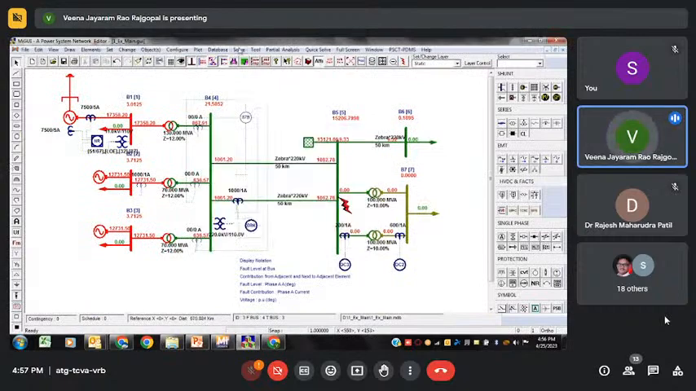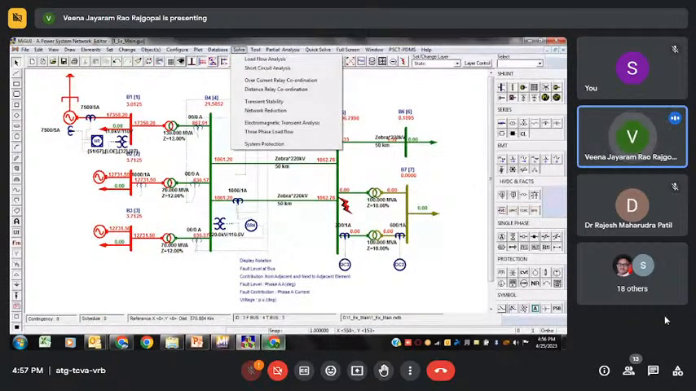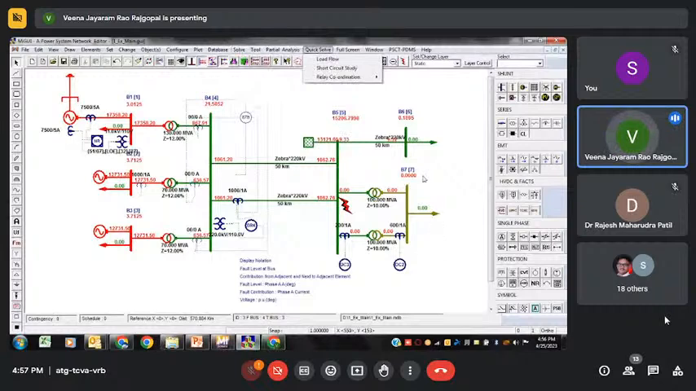So like this, you can perform various studies. I think I've just introduced what MyPower is all about. I'm running out of time. It's already 4:57. Sorry for taking more time.